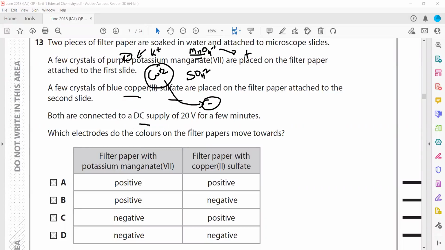Which electrode does the color of each filter paper move towards? The filter paper with the potassium manganate: the manganate ion is a negative ion, so it is attracted towards the positive. And the copper ion is a positive ion, so it is attracted towards the negative. So the blue color will move towards the negative and the purple color will move towards the positive electrode.